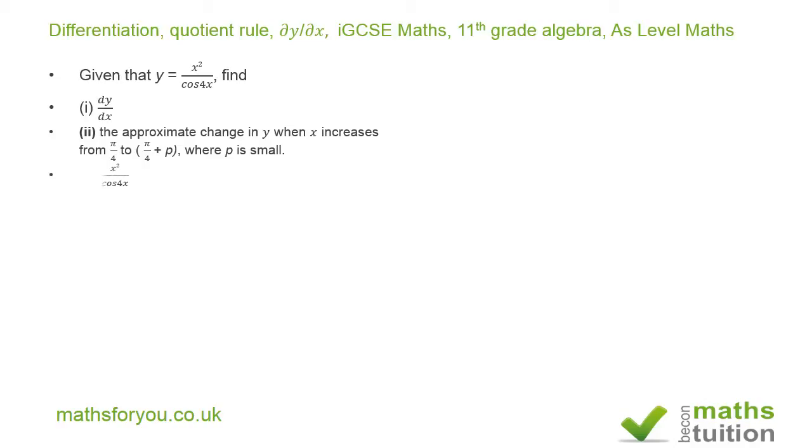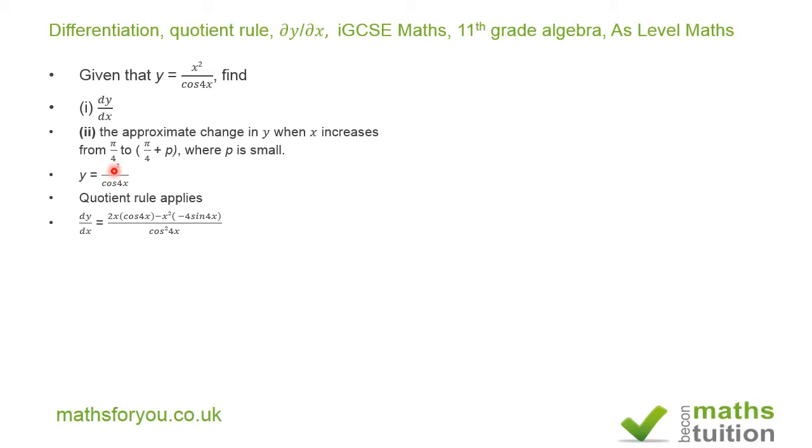For the first part, y is equal to x squared divided by cos 4x. Because we're dealing with fractions here, the quotient rule applies. So now we have that dy over dx is equal to this.